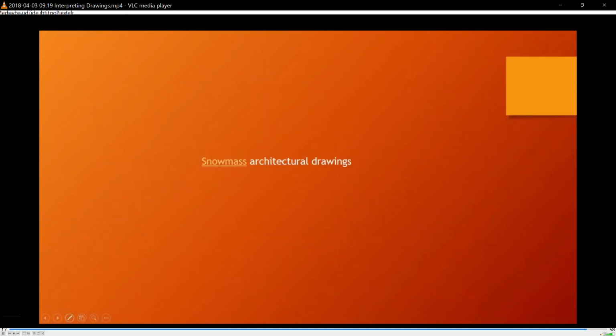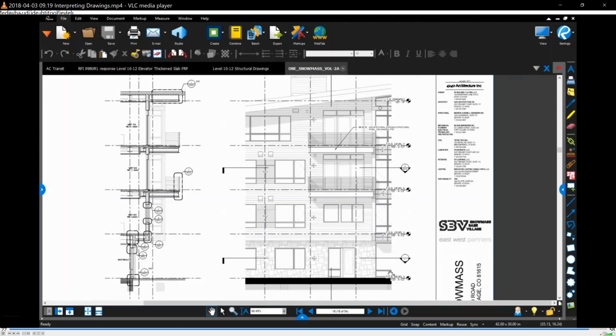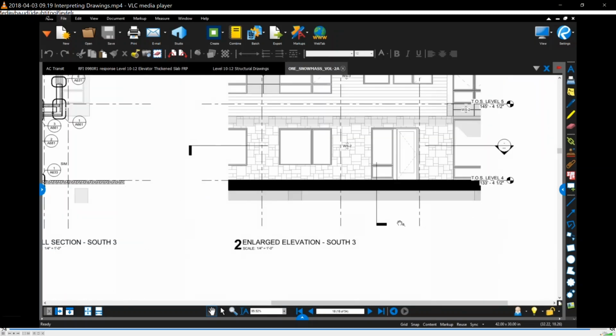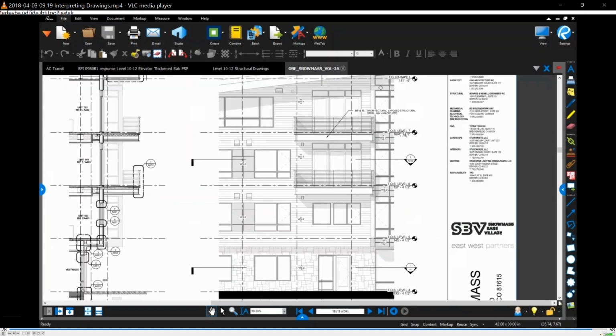And so on another project we worked on, Snowmass, again, we had a partial wall elevation here and a large elevation that had top of slab elevations called out. So you guys use that quite a bit to find out heights of elements for takeoff purposes.